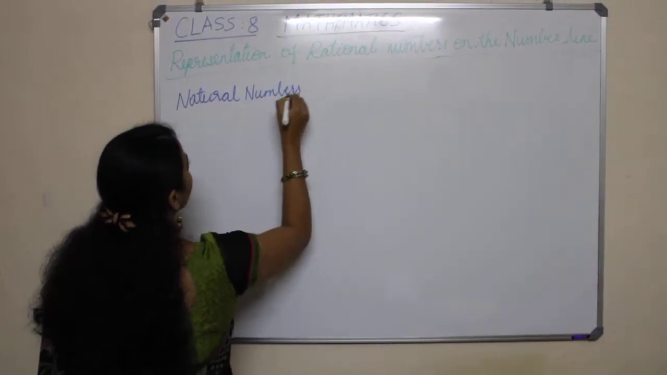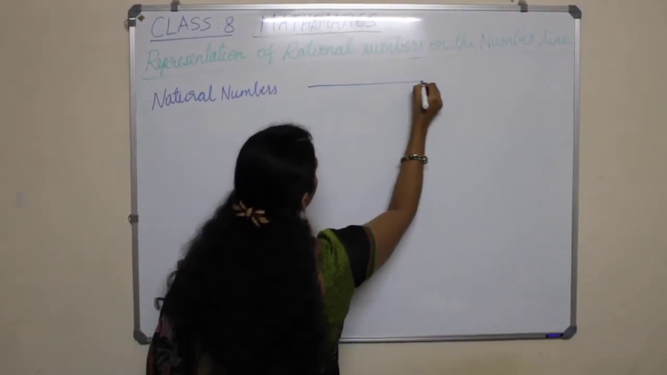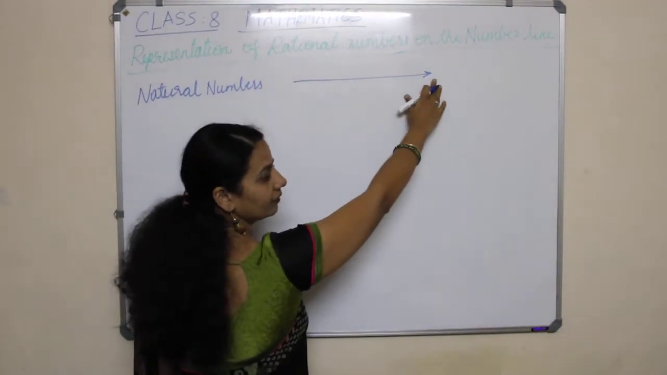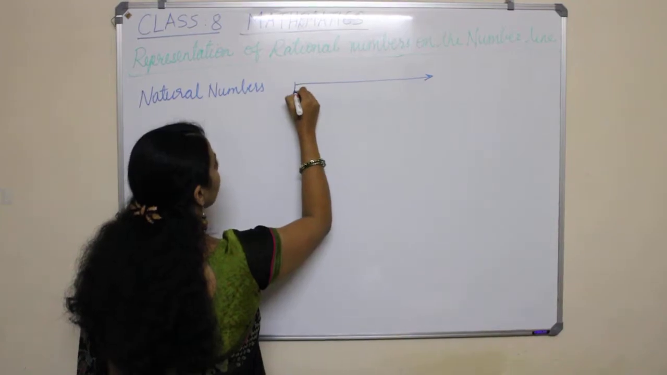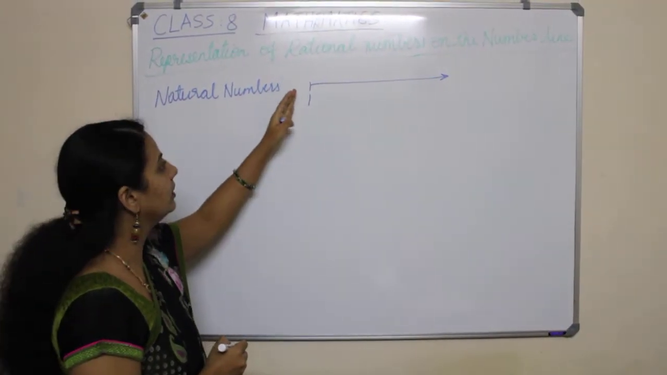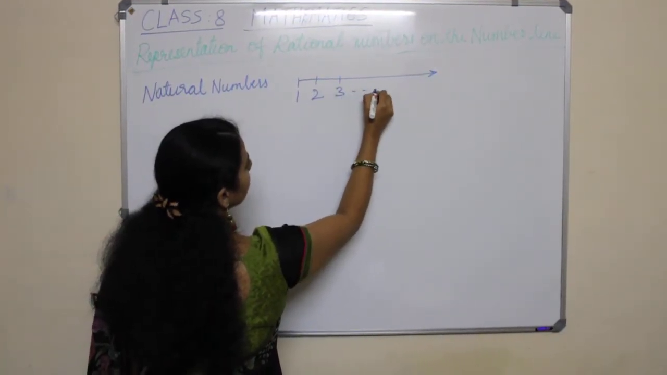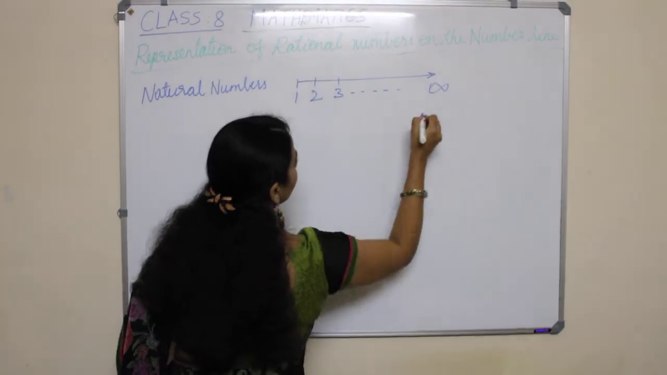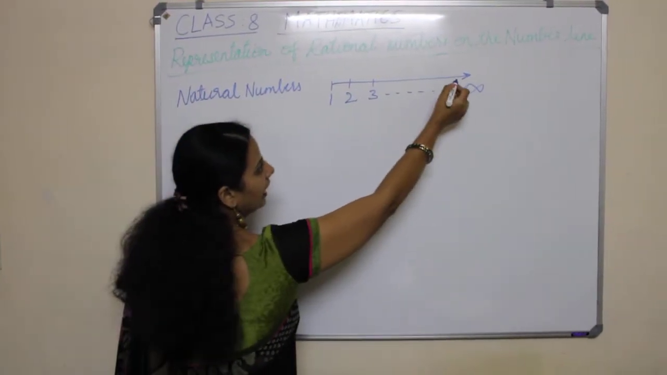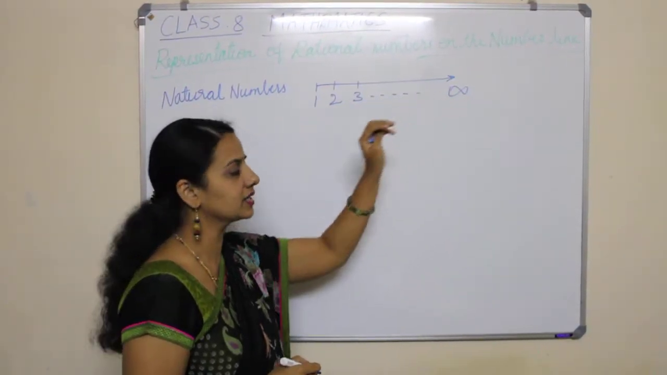So you all know that natural numbers begin with 1. So draw this number line, with an arrow mark at one end, and at this end we will start with 1. So the starting point will be 1, the next point is 2, the next point 3, like this it goes on till infinity, infinite numbers, right? So that's why the arrow mark here. The arrow mark represents that the number line extends.